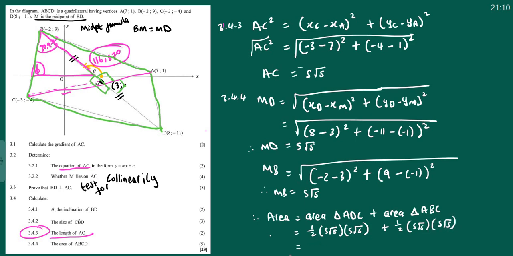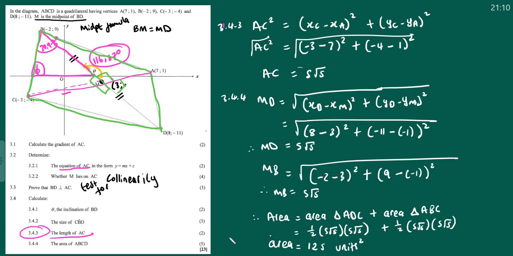Then you get the area as what? 5 root 5, right? Squared. So you get 125 units squared. So that will be 125 units squared.